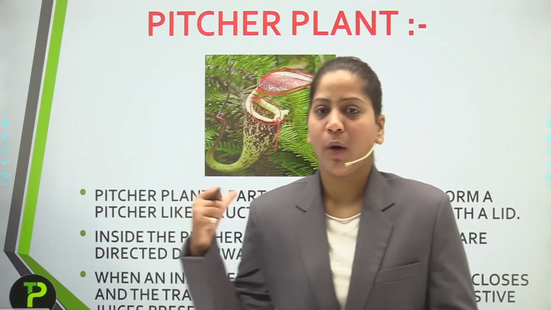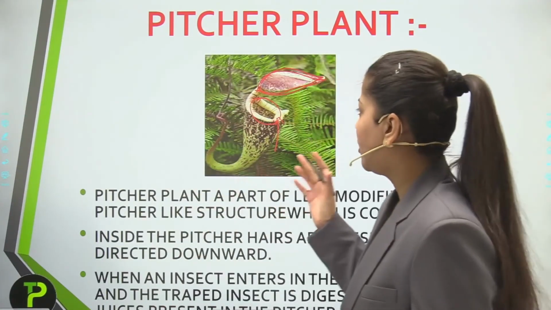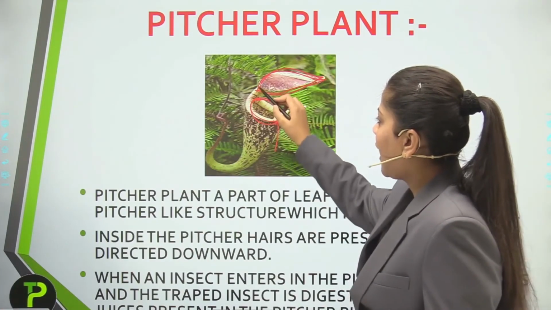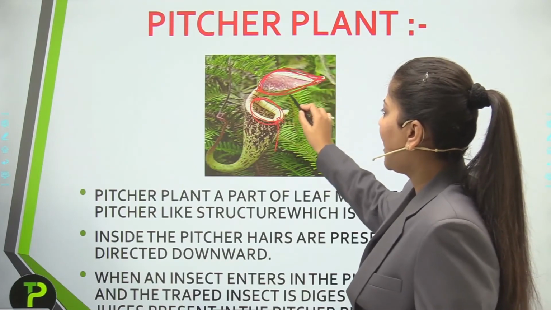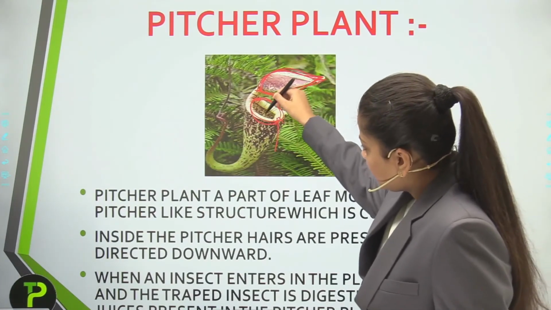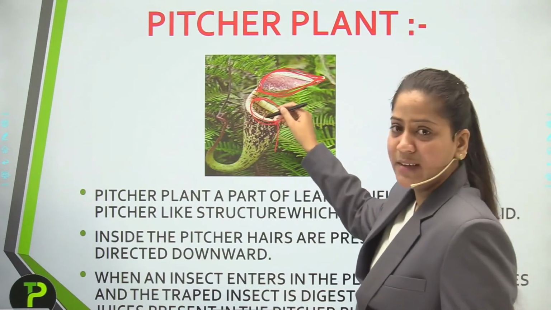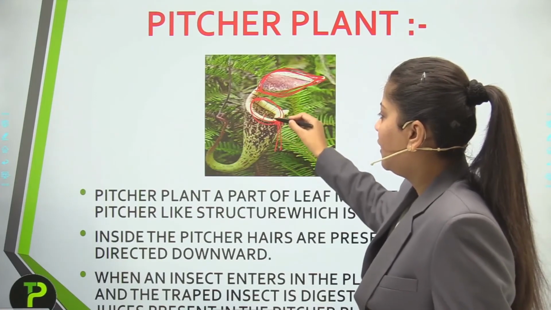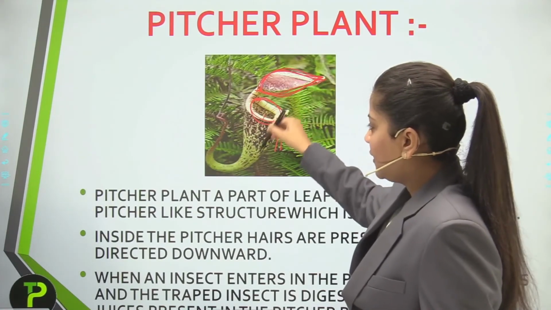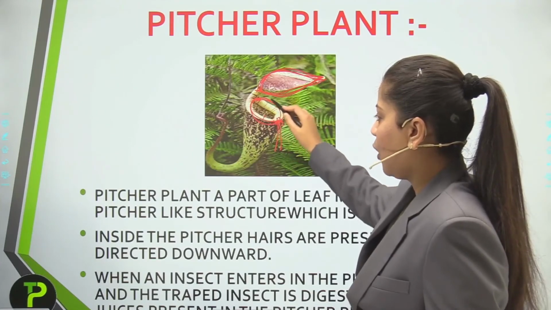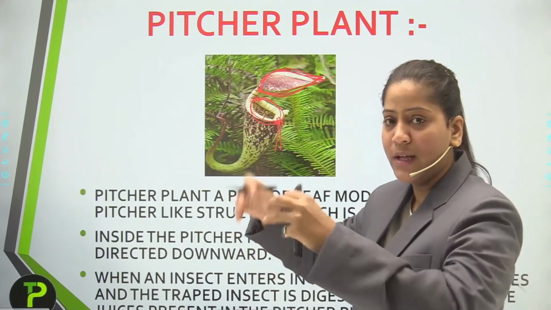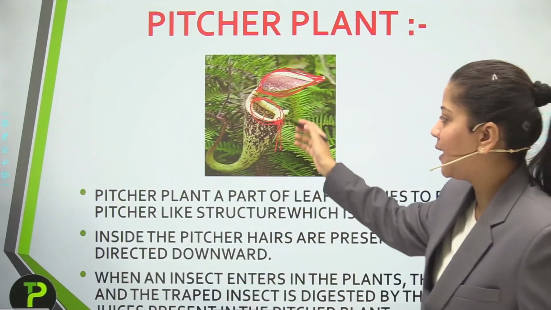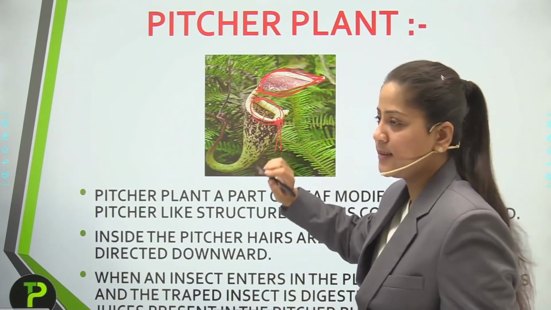Now we will talk about the pitcher plant. This is a special plant which has slippery walls on its body and a leaf-like structure known as the lid. Hair-like structures are present in its body. When an insect comes closer to it, it falls down into this cavity due to the slippery walls, and the hairs present in the body move the insect downwards, and the insect gets digested.